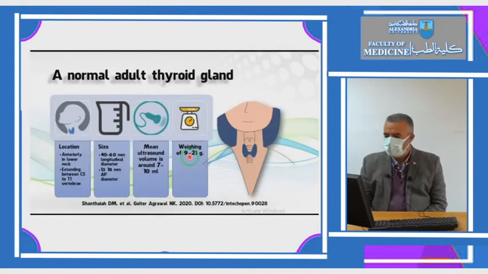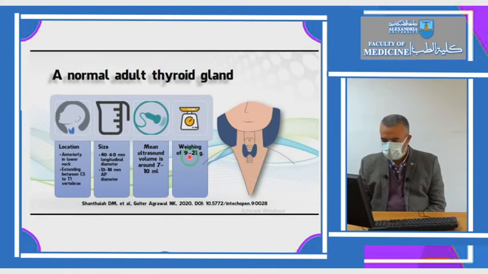Before going through, we have to go through the physiology or the normal anatomy of the thyroid gland. So the normal thyroid gland is located in the lower midfront of the neck, extending between C5 and T1 vertebrae. The normal size ranges from 40 to 60 millimeters in longitudinal diameter and 13 to 18 millimeters in anteroposterior diameter. The mean sonographic volume is about 7 to 10 milliliters, and the normal weight ranges from 9 to 21 grams.